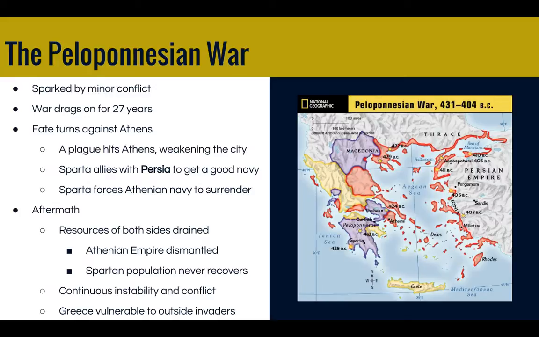So how did this break out into total warfare? Well, it really started from a small conflict between some minor city-states, which end up drawing Athens and Sparta into direct conflict. Because they each have their strengths and weaknesses, neither side is really able to completely destroy the other. The war is going to drag on for 27 years. And really the only reason this is going to come to an end is because it seems that fate turns against Athens.